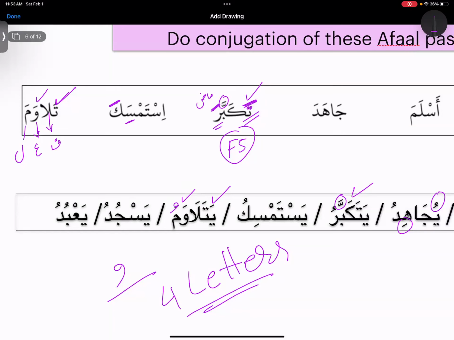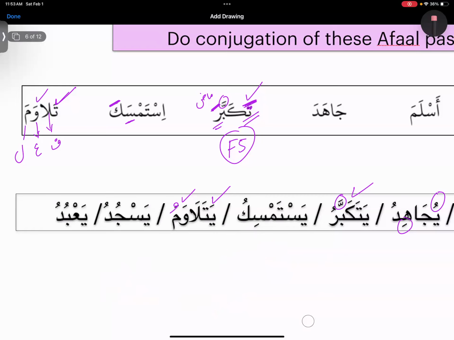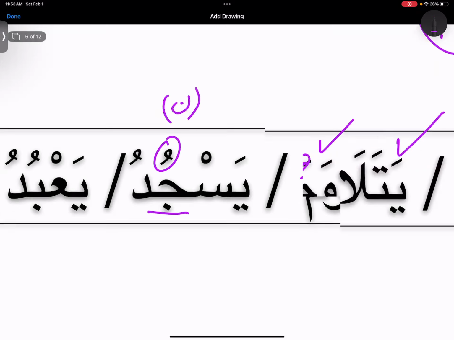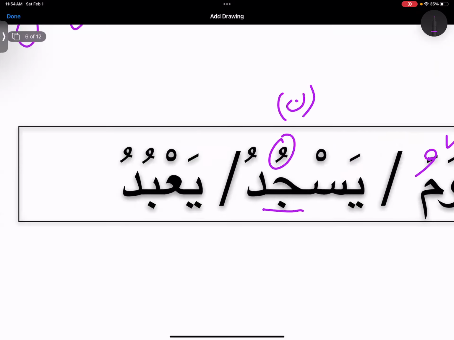And then, what does this family look like? Sajada, 3 letters. Sajada, yasjudu. This is Mujarrid. Yes. Nasara, yansuru. We need to look at the middle root letter. Yes, Nasara. So this is Bab Nasara. Abada, ya'budu, same Nasara. Now you guys are getting it. Alhamdulillah.